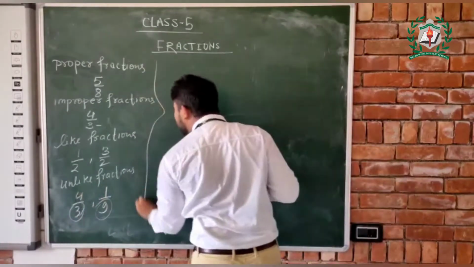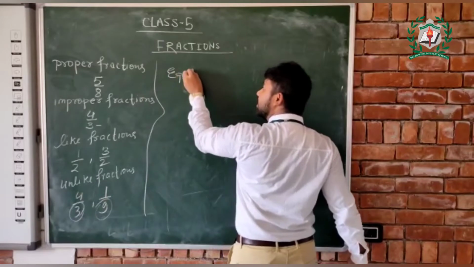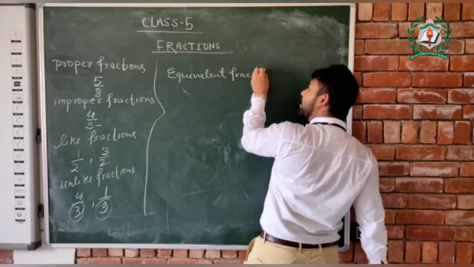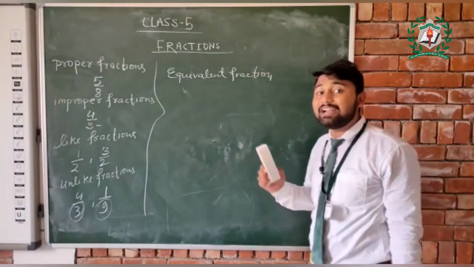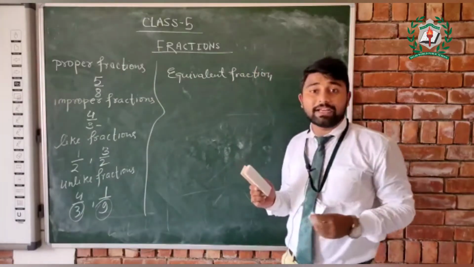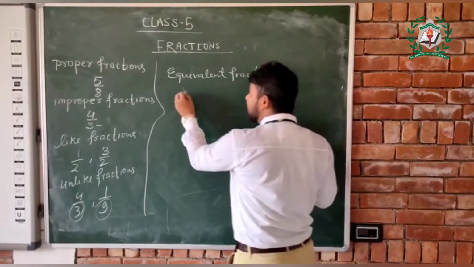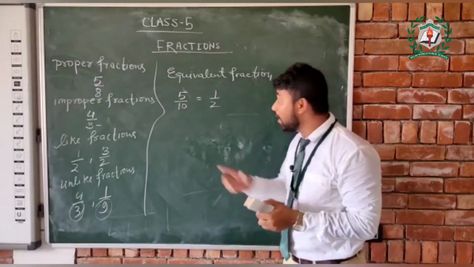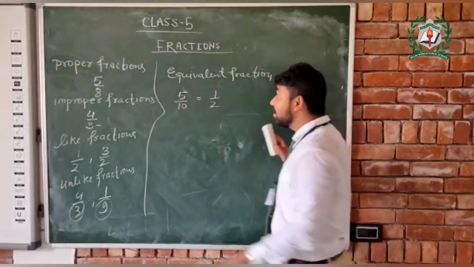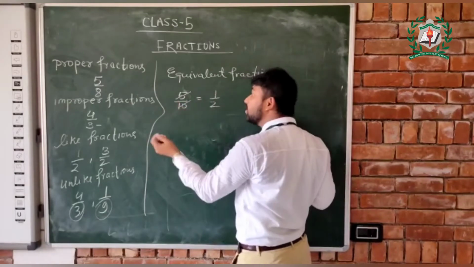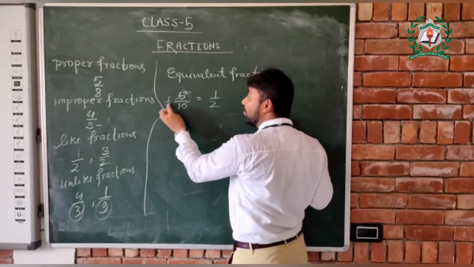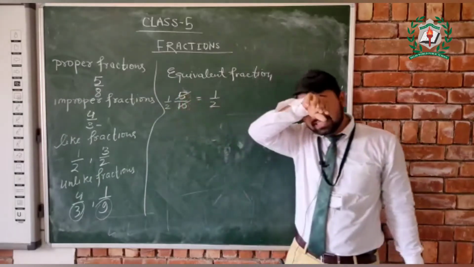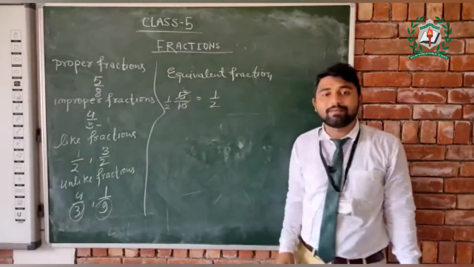Now the next one is equivalent fraction. Equivalent fraction means if you reduce that fraction into another fraction, you will get the same. For example, 5 upon 10 is equal to 1 upon 2. So these two fractions are equal to each other. Why? If you reduce 5 upon 10 to the lowest terms, you will get 1 upon 2. So 1 upon 2 is equal to 1 upon 2. That is why 5 upon 10 is an equivalent fraction to 1 upon 2.